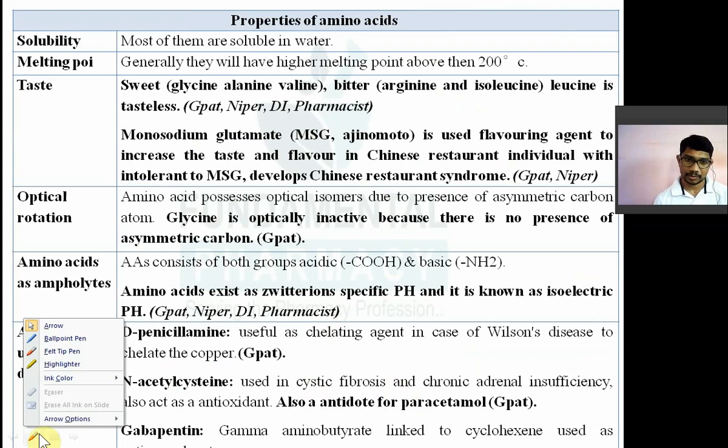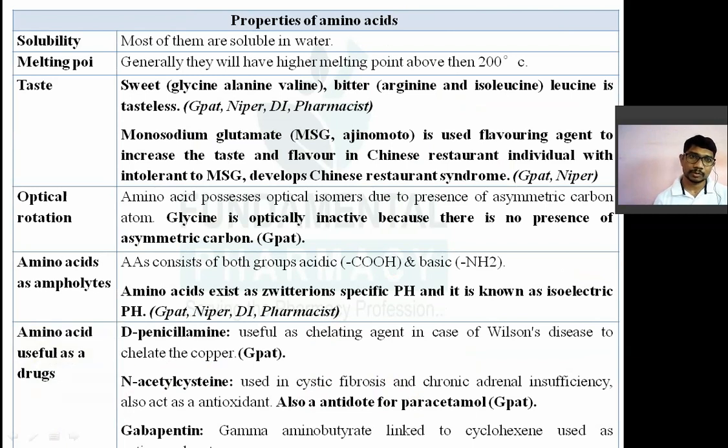What about the taste? Some amino acids are sweet in taste, some are bitter. Those which are sweet, for example, are glycine, alanine and valine. Arginine and isoleucine are bitter in taste. Leucine is tasteless. So some amino acids are sweet, some are bitter, some are tasteless.